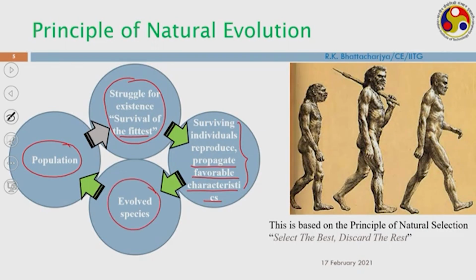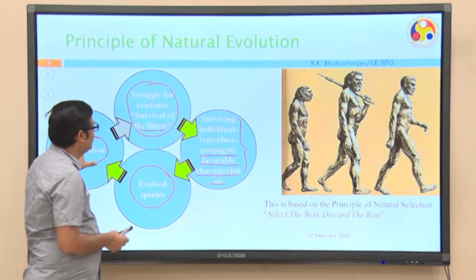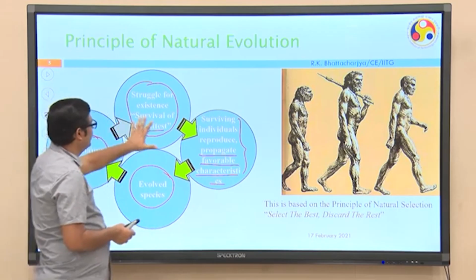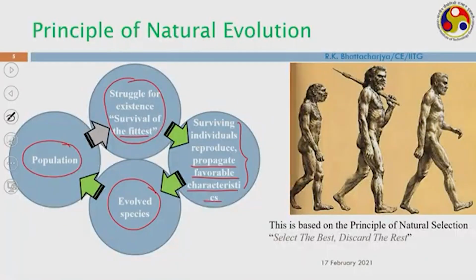So, whatever new species you have, basically we call it evolved, because they are slightly different from their parents. So, they are slightly different from their parents, and we call it the evolved species. Okay. And then this process is continuing in nature, and still continuing. So, populations are struggling for existence. So, we call it survival of the fittest, that means those who are fit, they will survive. Then surviving individuals reproduce and propagate favorable characteristics to their next generation, okay, and this is known as the evolve process.